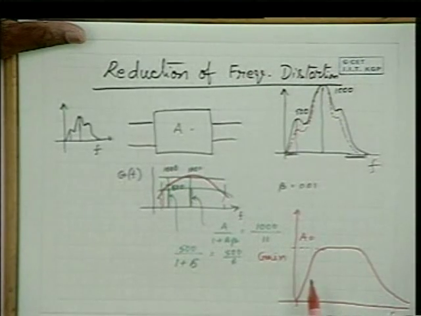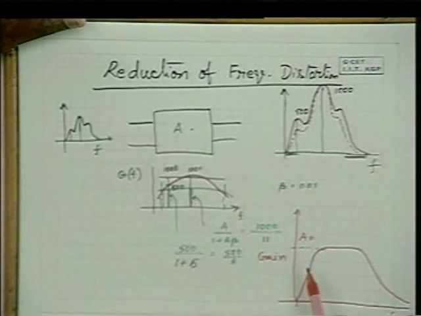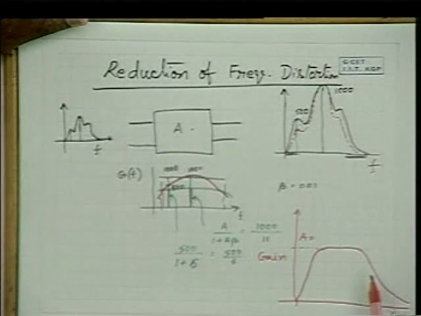What are responsible for this? The coupling capacitor and the bypass capacitance are responsible for this low gain at low frequencies, because the bypass doesn't completely bypass at low frequencies, and the coupling capacitors offer some series impedance at low frequencies. It's not negligible. And at high frequencies, the junction capacitances of the transistor come into the picture and they short circuit the signal. They bypass the signal between the base and emitter. And because of that, the gain falls.